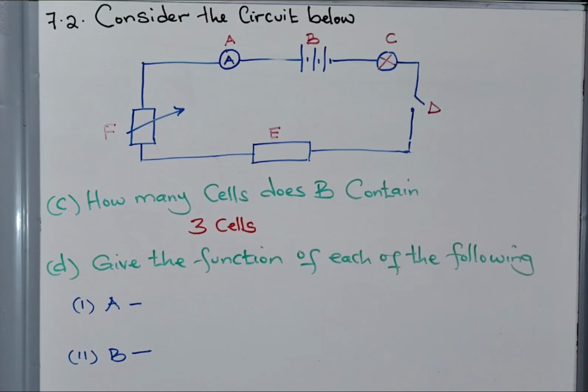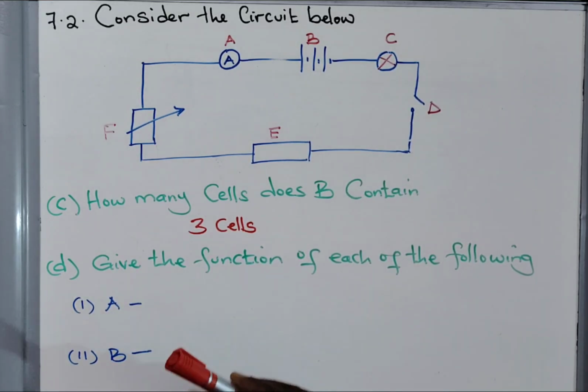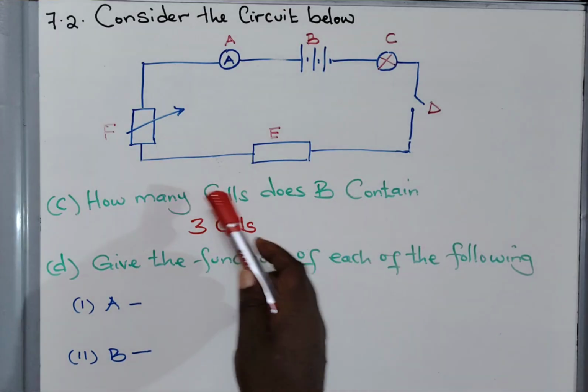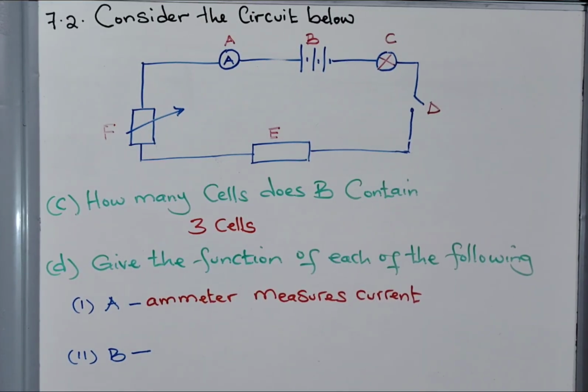So then we come to this one. It says, give the function of each of the following. The first one is ammeter. What is the function of the ammeter? The function of the ammeter is to measure current flowing through the circuit. When you come to B, B is battery. What's the function of the battery? To provide potential energy to the circuit.